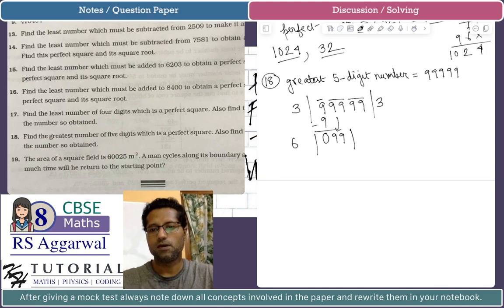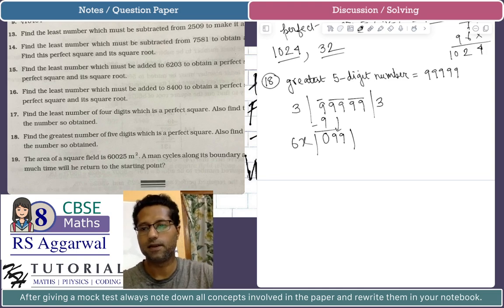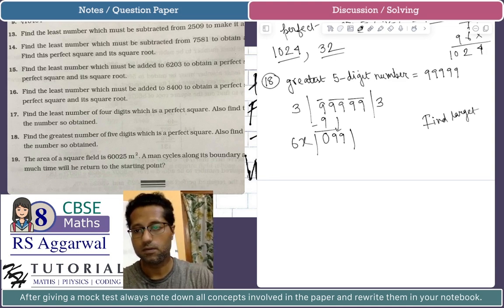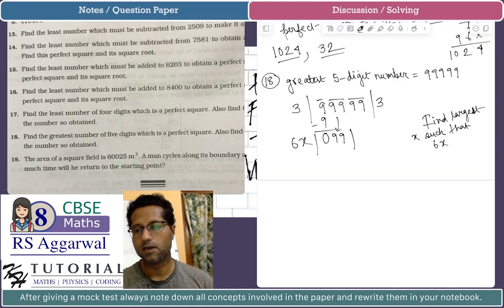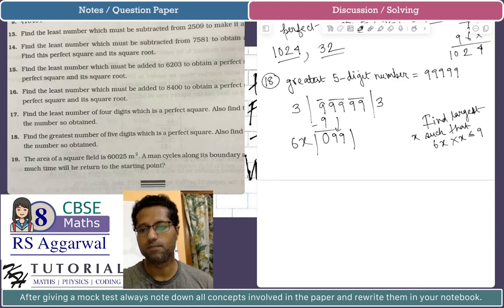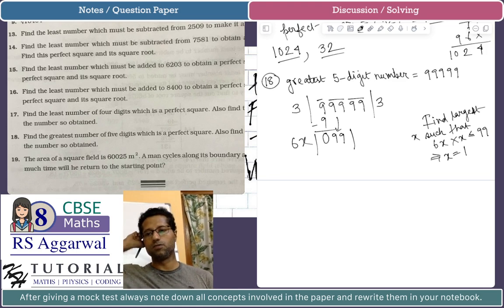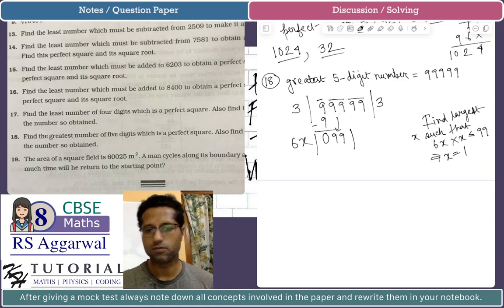Now we have to see what can be x over here. Find the largest x such that 6x, that is the two digit number 6 and x, multiplied by x will be less than or equal to 99. So this implies x cannot be 2, x can only be 1. x cannot be 2 because 62 multiplied by 2 will exceed 99. So x equals 1.